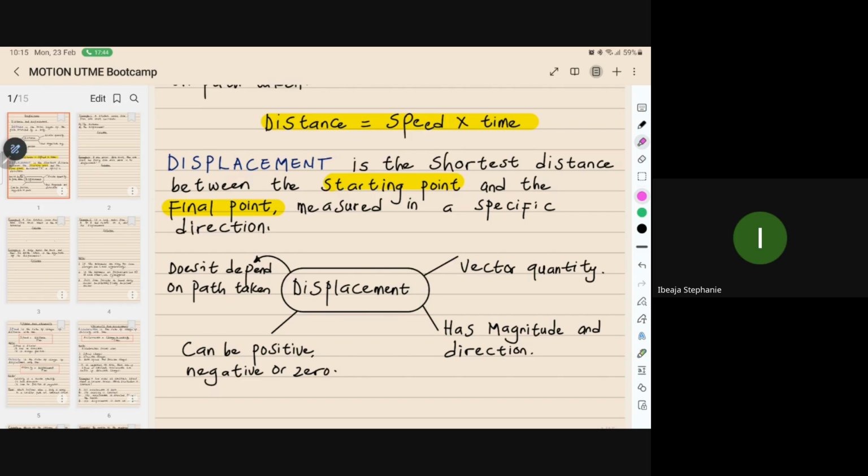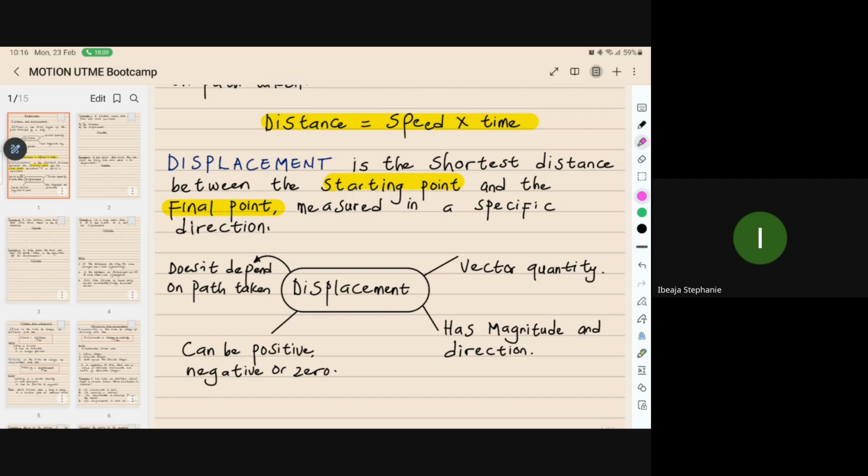Already in our last class, I've said that displacement is a vector quantity. Some persons usually confuse displacement with distance. Distance is a scalar quantity, displacement is a vector quantity. So now it can be positive. That is where the thin line comes in. Displacement can be positive, it can be negative, or it can be zero. But your distance can only be positive because you're calculating the total distance traveled within a specific time.